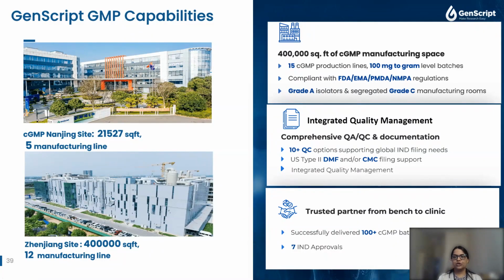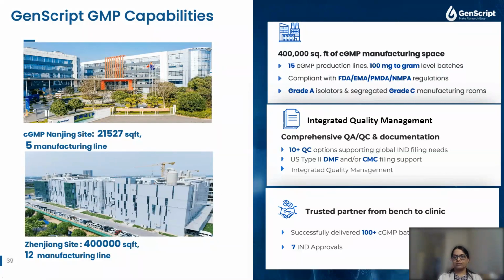Since 2020, GenScript has been implementing a phase-appropriate GMP capability, and this plan includes establishing the GMP compliant facility, including the GMP compliance management and personnel training. As a result, our CGMP Nanjing site now has 5 manufacturing lines, and it responds to the clinical progress of our clients and increasing demand for GMP grade CRISPR material. We also constructed a GMP facility in Zhenjiang site, which has 12 manufacturing lines.